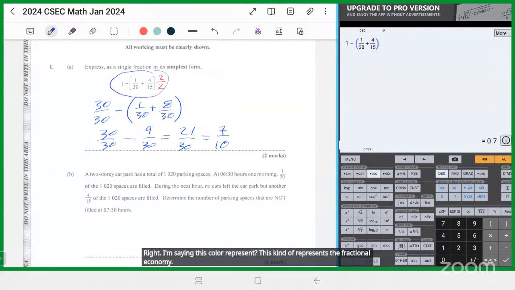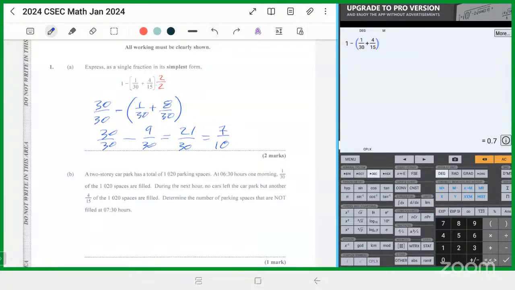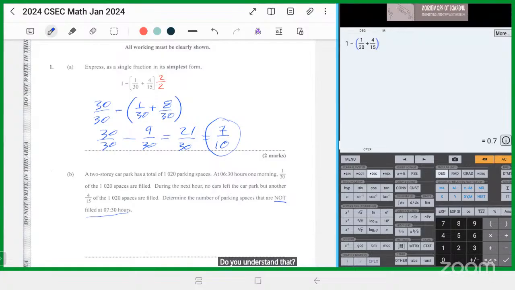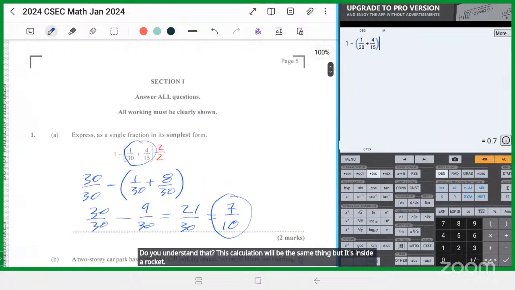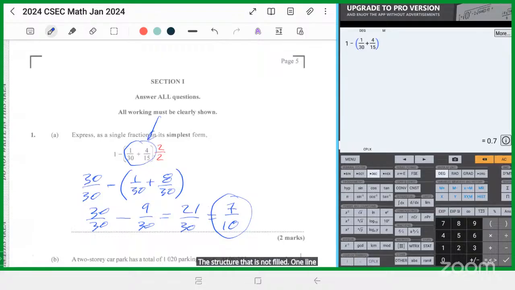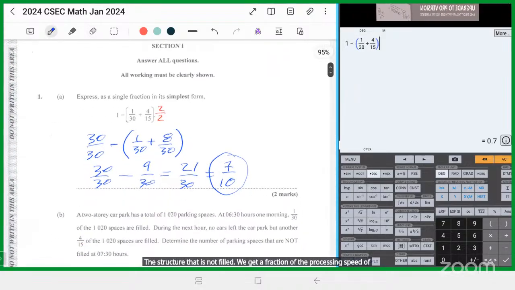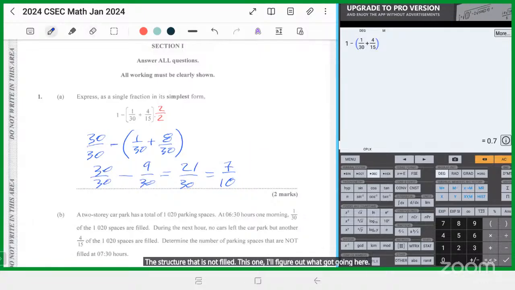This calculation gave us a final fraction 7 over 10. So you see the 7 over 10 is the fraction of the parking space that is not used. You have to calculate it from that. You understand that? This calculation up here will be the same thing because the inside of the bracket represents the total fraction of the parking space that is filled. The fraction that is not filled will be 1 minus this. The same calculation we would get to get the fraction of the parking space that is filled. This final figure that we got down here represents the fraction of a parking space that was not filled.